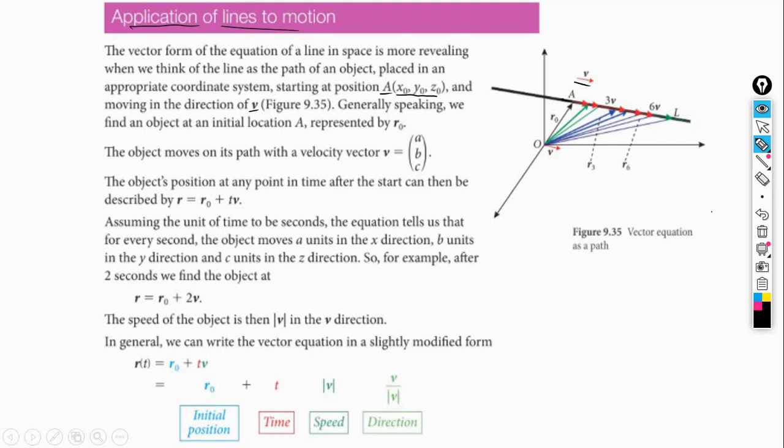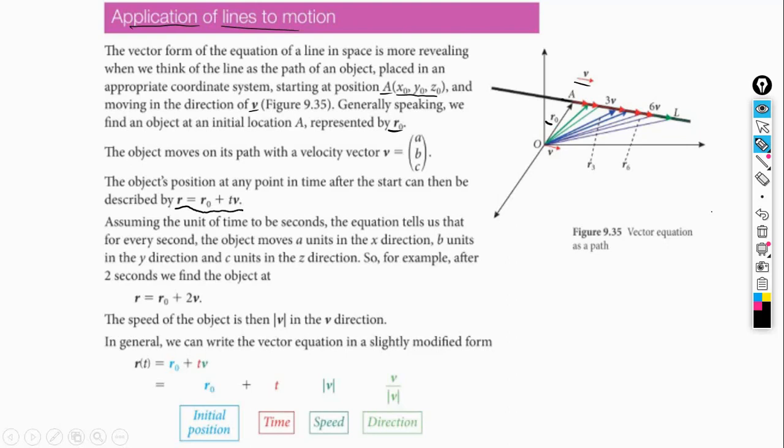Generally speaking, we can find an object at the initial location A represented by r sub 0. The object moves on its path with a velocity vector v equal to abc. The object's position at any point in time after the start can then be described by r is equal to r sub 0 plus t times v.